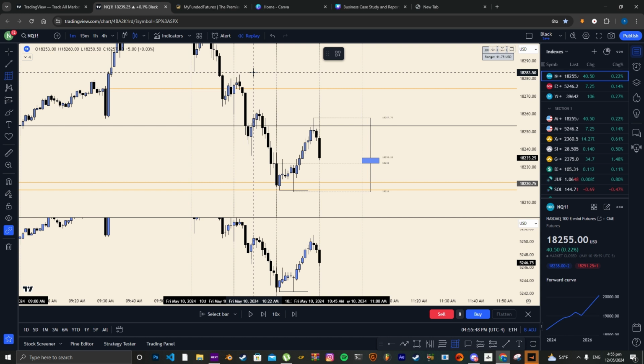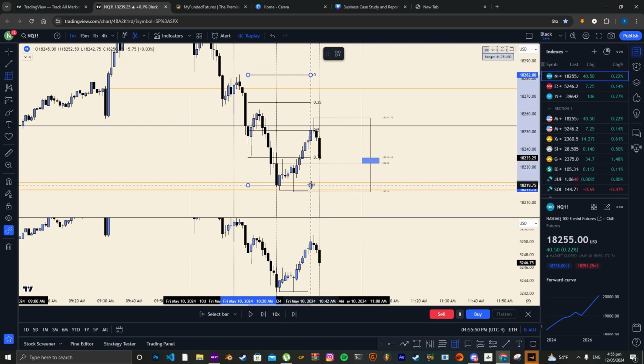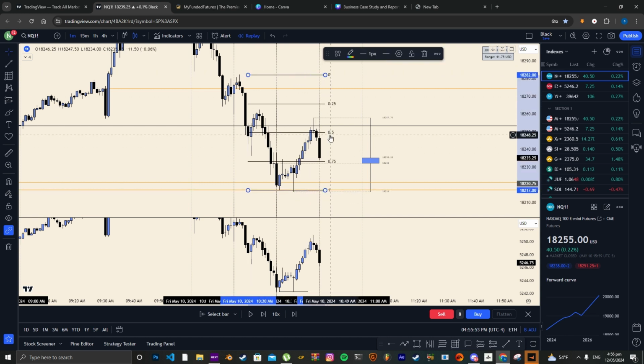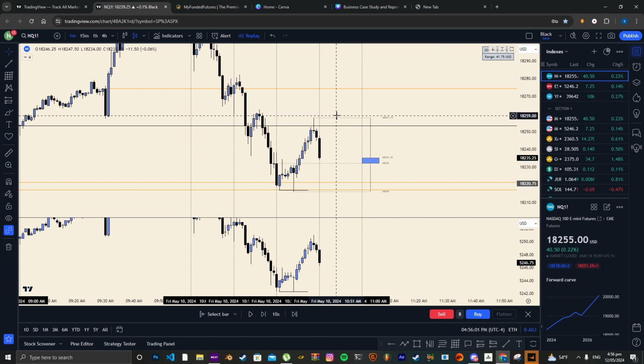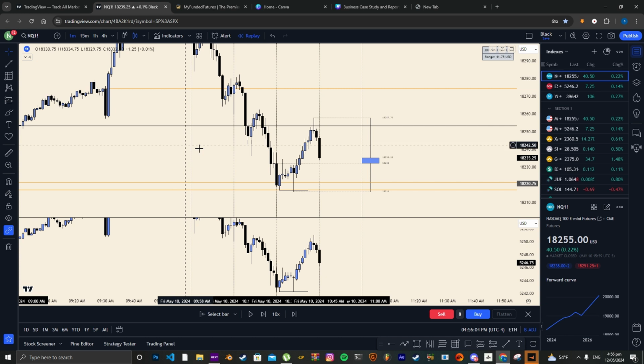So if we look at the previous 15-minute candle, you can see price reaches into that equilibrium. From this low to this high, price reaches into that equilibrium and automatically falls off. That's why we want to have our take profits at equilibrium, right? So that's why I took this long.